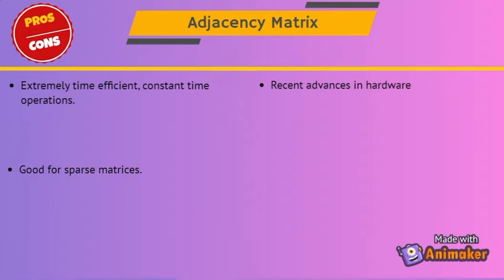The biggest advantage, however, comes from the use of matrices. The recent advances in hardware enable us to perform even expensive matrix operations on the GPU. By performing operations on the adjacency matrix, we can get important insights into the nature of the graph and the relationship between its vertices.